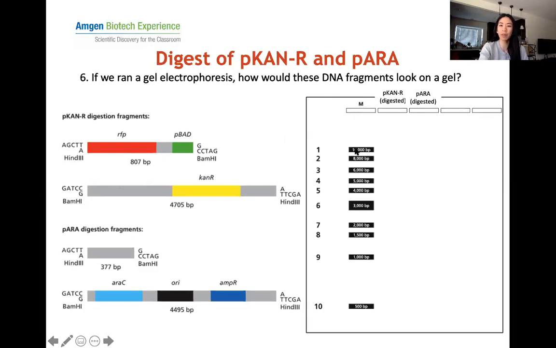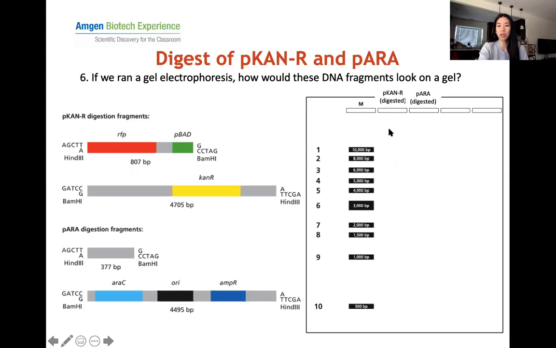Once again, you have these known fragment sizes. So number 1 to 10, number 1, this piece would be 10,000 base pairs all the way down to 500 base pairs. So for pCAN-R digested, these two fragments, based off their size, draw in where they would be on the diagram. So if you look at this first fragment, it's 807 base pairs.